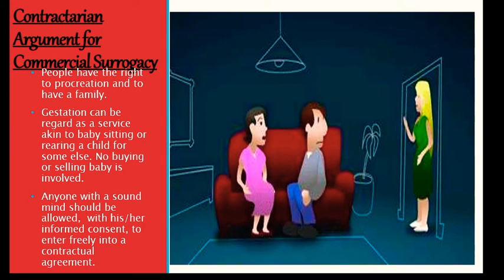Contraction arguments for commercial surrogacy. It would talk about bioethics in surrogacy or commercial surrogacy. We can say that people have the right to procreation and to have a family. Gestation can be regarded as a service akin to babysitting or rearing a child for someone else. No buying or selling of a baby is involved. Anyone with a sound mind should be allowed, with his or her informed consent, to enter freely into a contractual agreement.